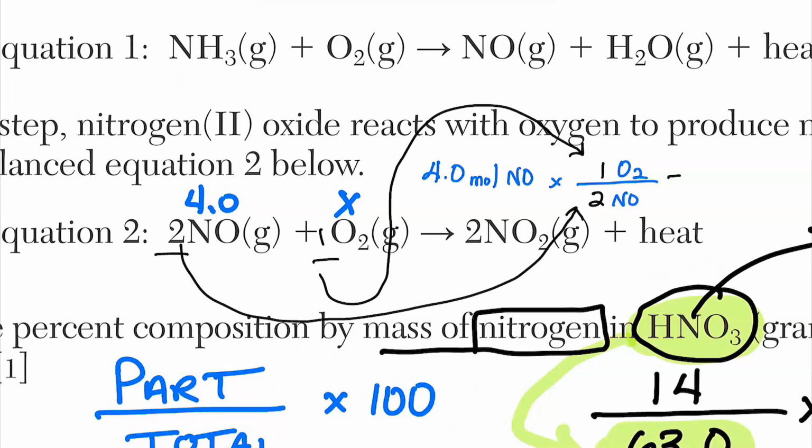So you notice the reason why I put NO on the bottom is because it will cancel. It's a way we do conversions. So 4 times 1 is what? 4 divided by 2, and you're going to get 2 moles of O2, because that's how the math ends up, and you're left with the unit. The only unit left standing is O2. And if you look at the ratio, it's a 2-to-1 ratio. So if you have 4 moles, what's the X going to be? It's going to be half that.